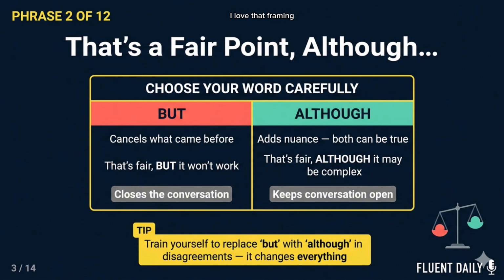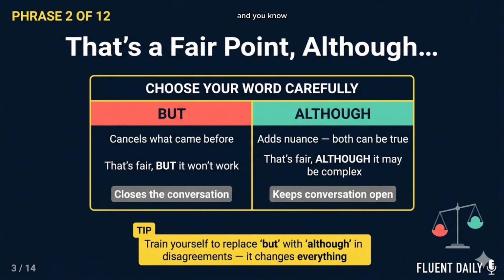I love that framing. Because a yield sign doesn't stop the traffic. Exactly. It just asks everyone to look around, accommodate the merging cars, and keep moving forward together. It adds nuance. It says to your colleague, both of our ideas can be true and exist at the same time. Training yourself to naturally replace the stop sign of but with the yield sign of although will immediately elevate how your pushback is received. It totally leaves the door open for collaboration.